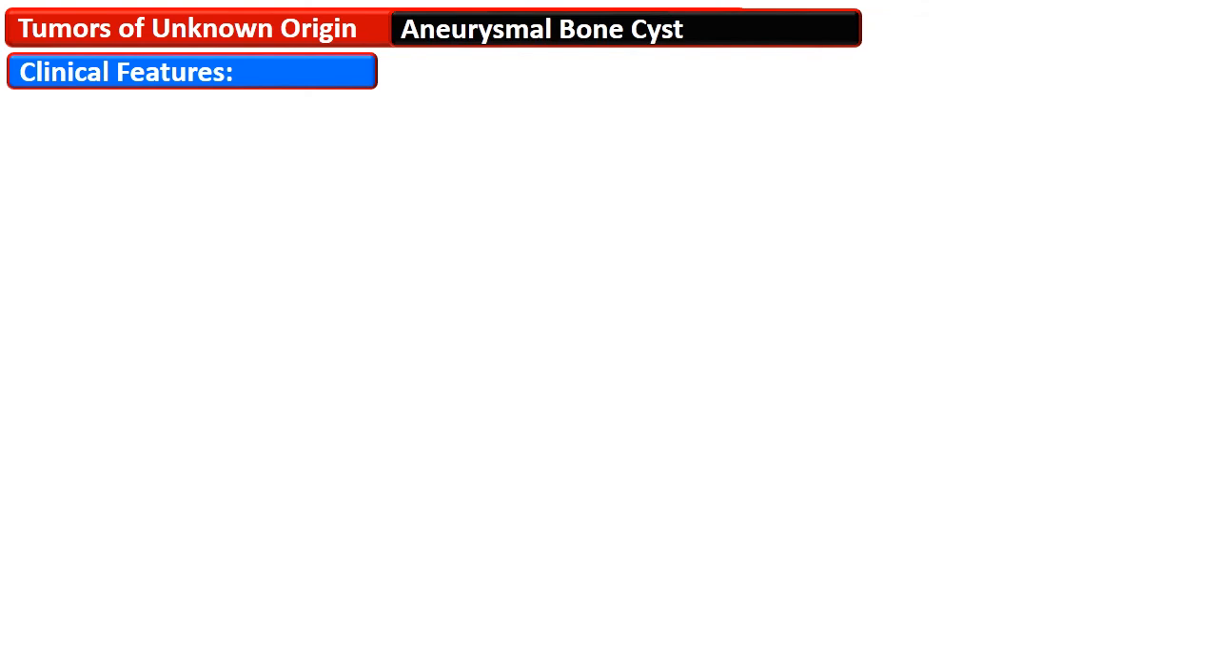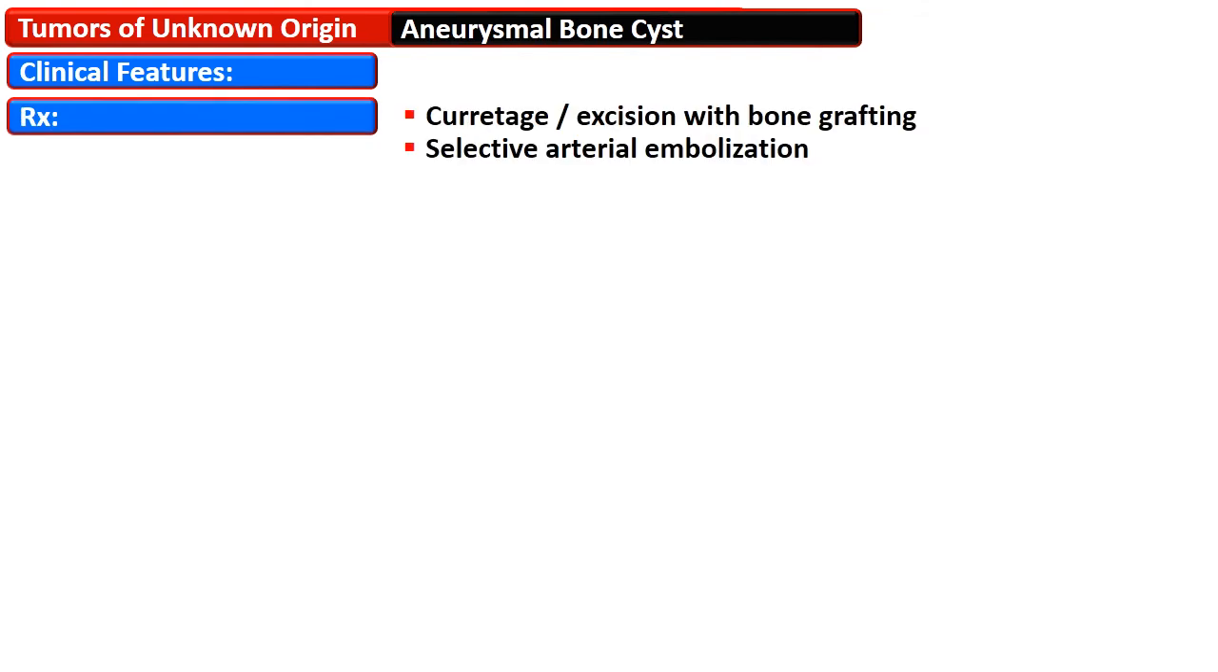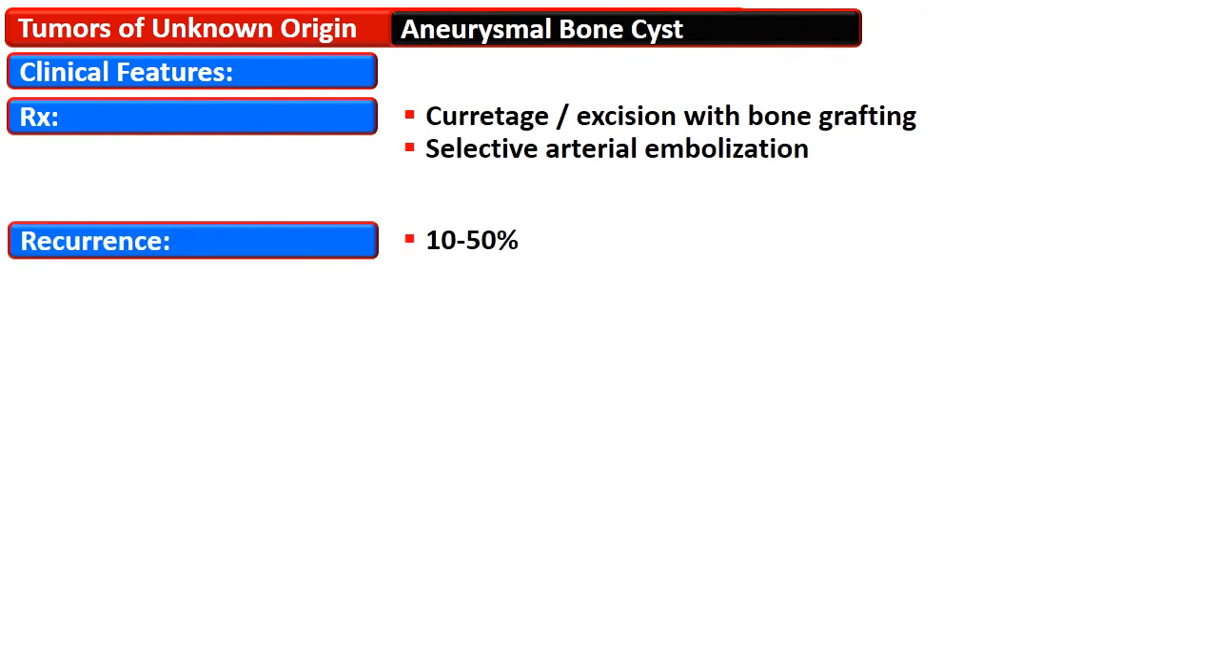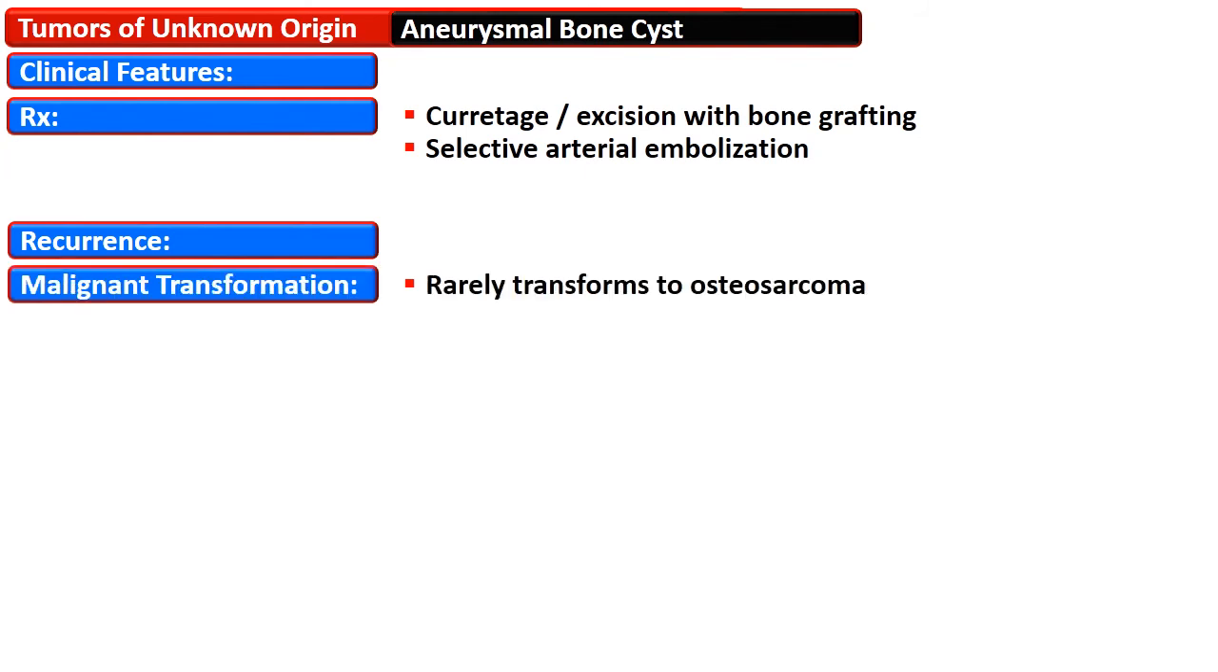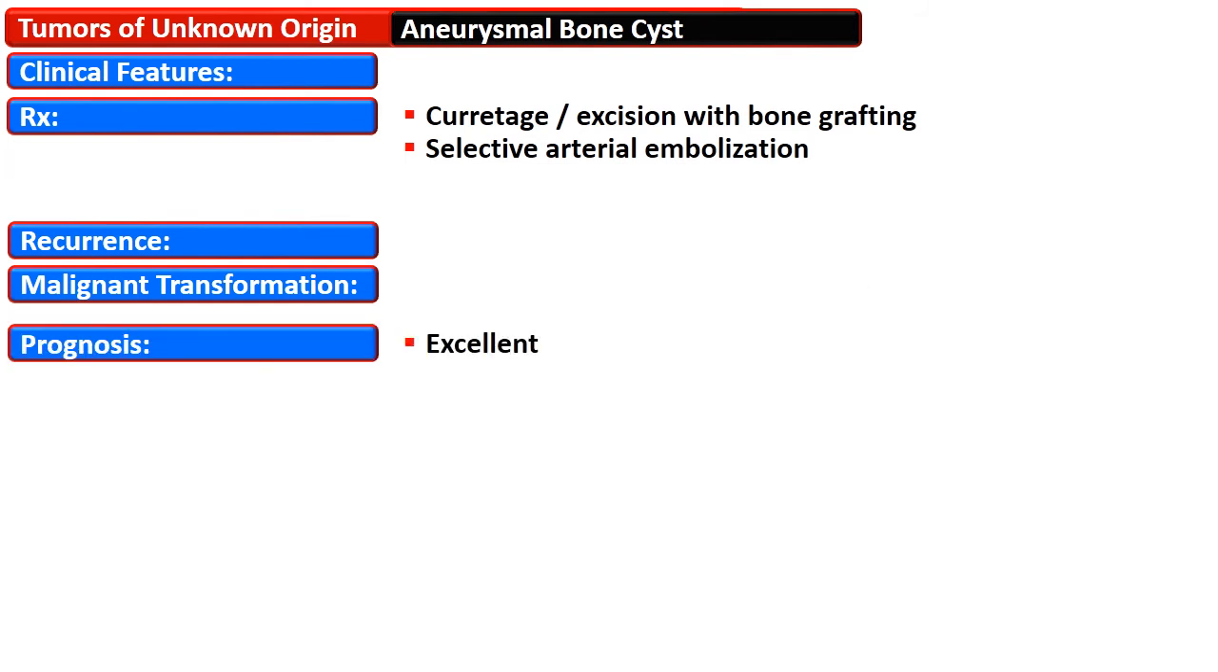The treatment for this aneurysmal bone cyst is curettage and excision with bone grafting. The lesions in the axial skeleton such as pelvis and vertebrae are treated by selective arterial embolization. The recurrence rate is 10 to 50%. However, some authors state that it is more than 70%. The malignant transformation is rare, and when it occurs, it transforms to osteosarcoma, and prognosis is excellent.